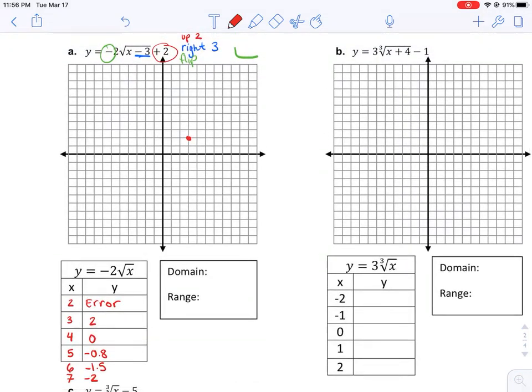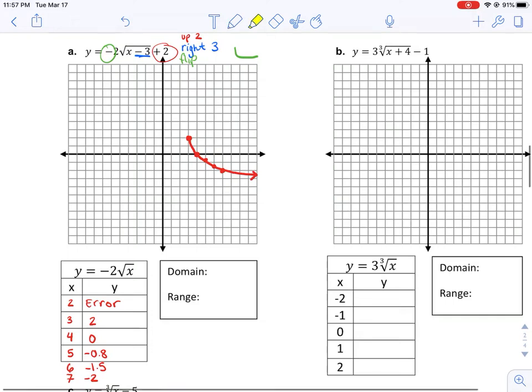Go over to 3, up 2. Okay, go over 4, up 0. Over 5, down almost 1, but not quite. Over 6, down 1.5. And then over 7, we're down 2. So hopefully you can see that this is that U shape. It is stretched out because of that times 2 out front. So it looks something like this.